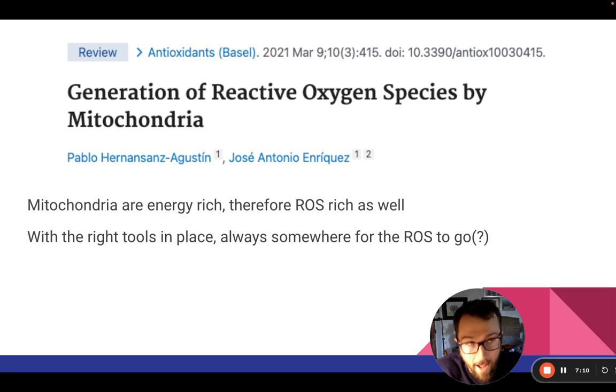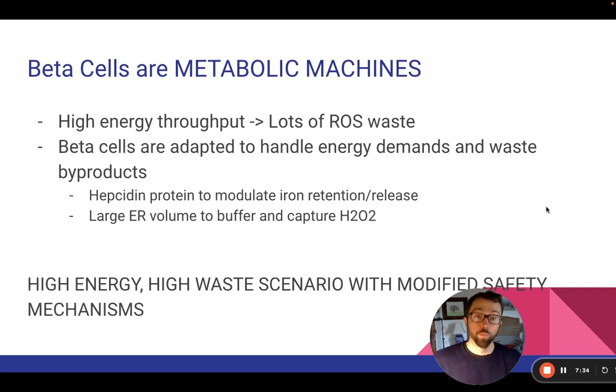Most mitochondria have the tools in place to neutralize the waste that they're producing, okay? So all cells create ROS. The more energy that's being created, the more waste byproducts that there are going to be. The mitochondria is one of those places where there's a lot of energy being created and a lot of waste. Now, put that in the context of beta cells. Beta cells are incredibly metabolically active. They have to be. In a healthy body, they have to be.